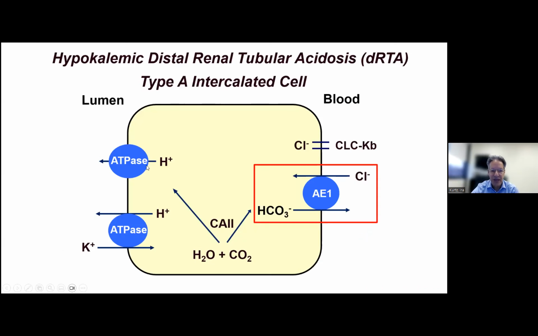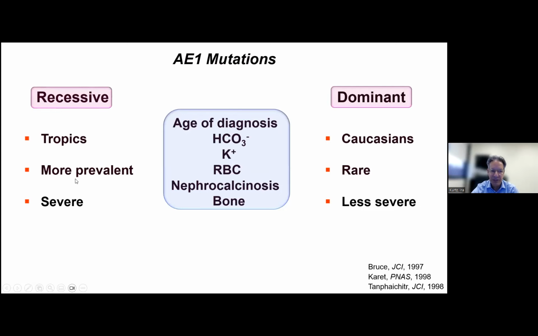Now, in addition to the vacuolar ATPase mutations in patients with genetic forms of distal RTA, AE1 also is known to be mutated. So the protons can be secreted, but bicarbonate can't get out of the cell in these patients. They end up with a similar phenotype. There's two forms, a recessive form, which has been described in the tropics, where it's more prevalent and quite a severe phenotype as far as the acidemia, hypokalemia, nephrocalcinosis, bone abnormalities. As I mentioned, 60% of the red cell membrane protein is AE1, and so they also get red cell abnormalities.